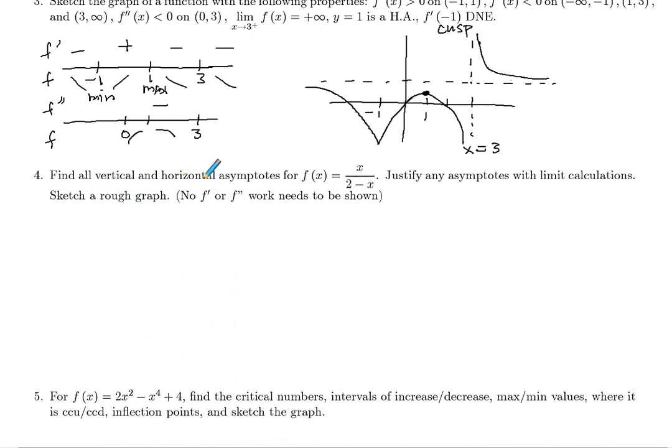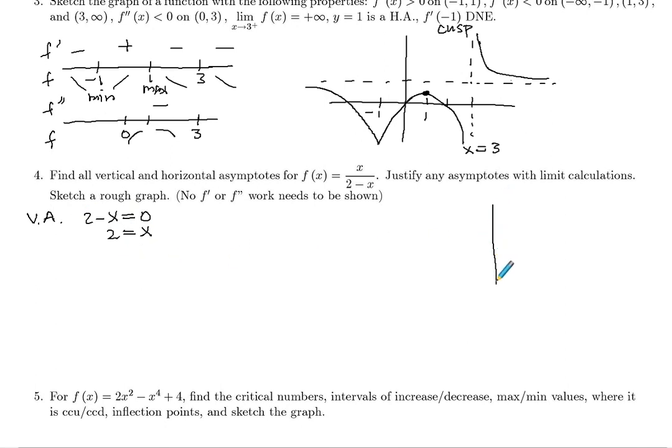Alright, we are finding vertical and horizontal asymptotes next on x over 2 minus x. Justify your asymptotes with limits and then sketch a rough graph. Alright, so vertical asymptotes, they're going to occur when the denominator equals 0. So set 2 minus x equal to 0 and bring the x over as a positive. 2 equals x. So x equals 2, vertical asymptote.